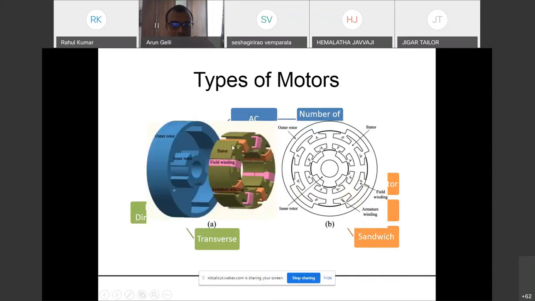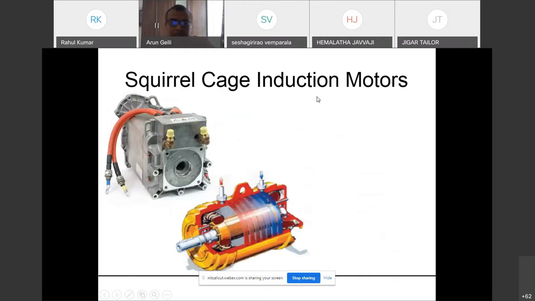Okay, so let's quickly go to the next slide on the squirrel cage induction motors. This is how the typical induction machine looks. As the name indicates, an induction machine works based upon the principle of electromagnetic induction. So you normally have one winding on the rotor, and on the stator you have a stator winding. When the stator winding is excited, an EMF is induced on the rotor windings because of this electromagnetic induction between the stator and the rotor, so these machines are called induction machines.